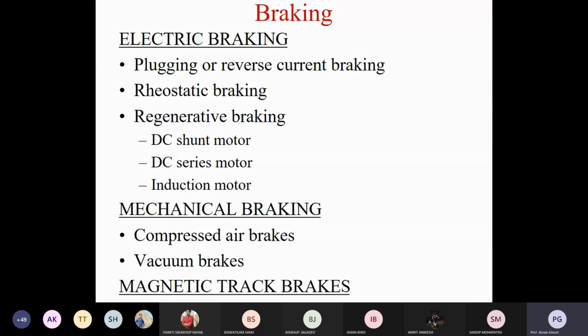I think you already took one course, electric drive. If you follow the book of Professor G.K. Dubey, you can get different braking methodologies, electrical braking methodologies, for the different motors. That is discussed here: induction motor, DC series motor, shunt motor.